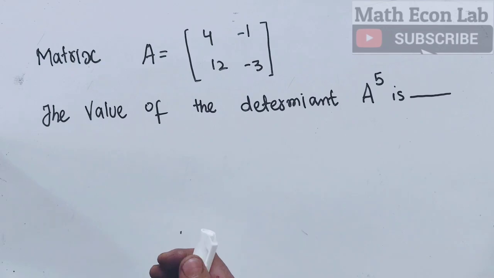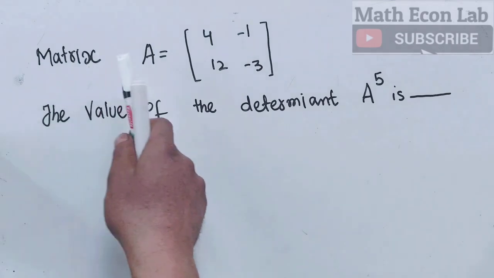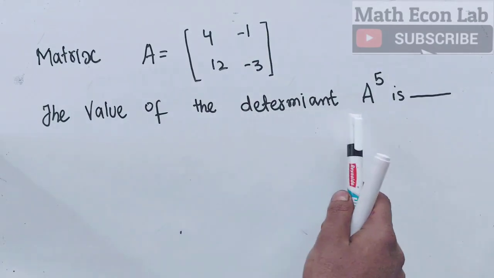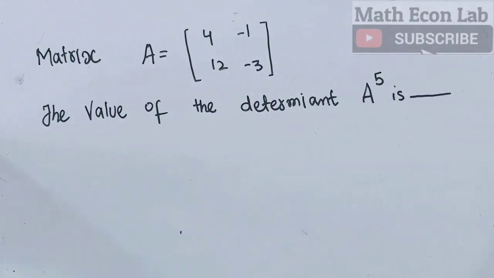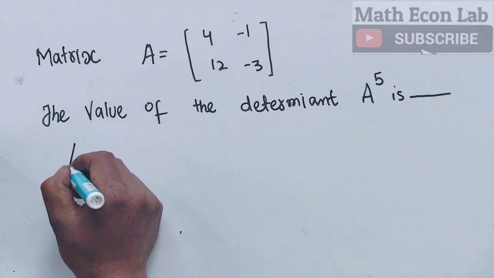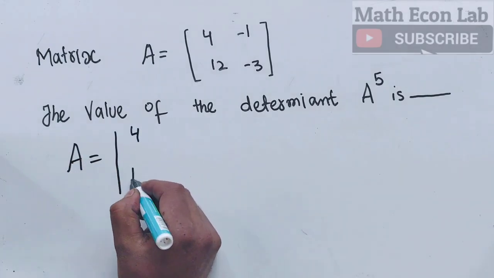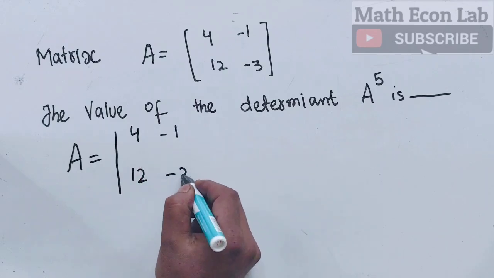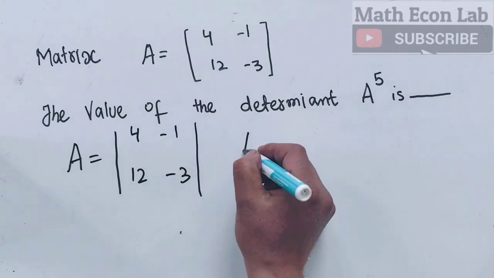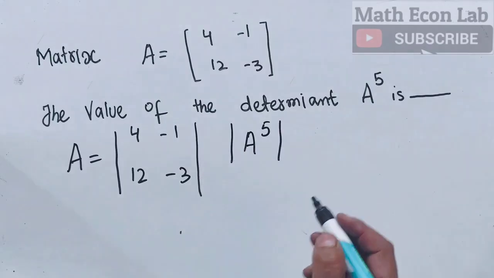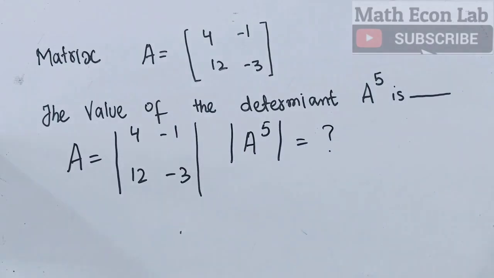The question is to find out the value of the determinant of A raised to power 5. The matrix A is 4, 12, minus 1, minus 3. We are supposed to find out the determinant of A raised to power 5.